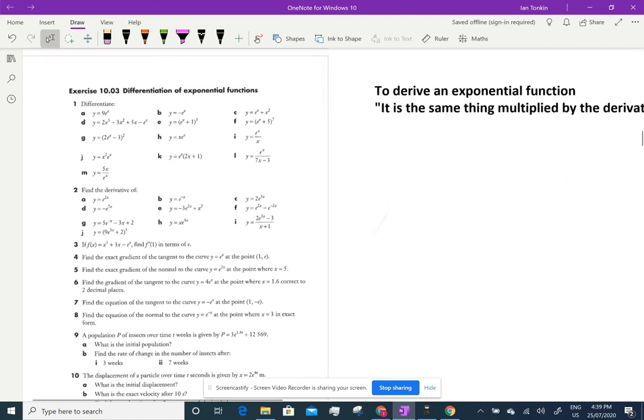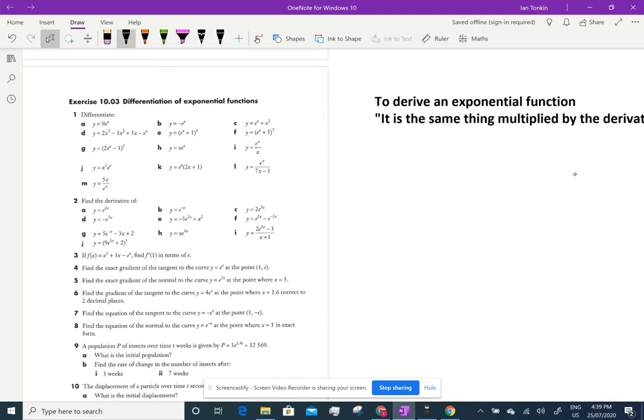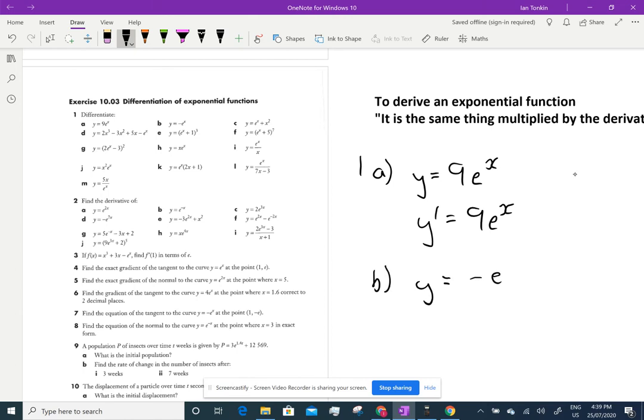So, I'm just going to do a couple of easy ones here. So here's 1a, y equals 9e to the x. The derivative is just the same thing, 9e to the x. b, y equals negative e to the x. Well, the derivative is just the same thing, negative e to the x. Oops, let's make that x a bit better.